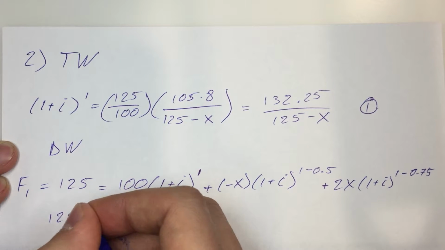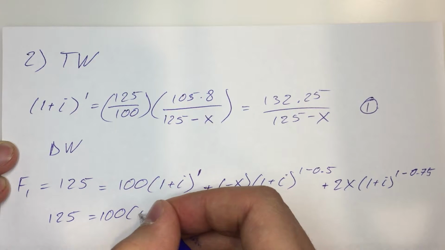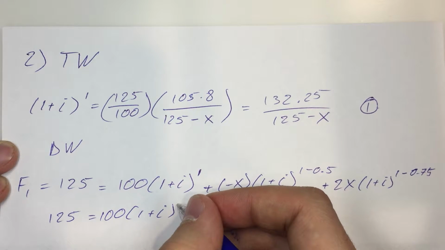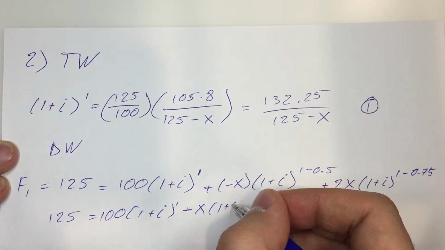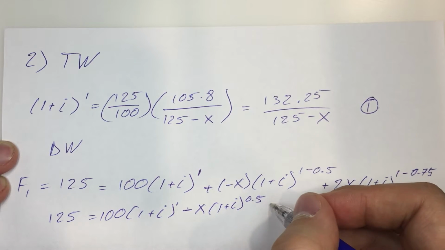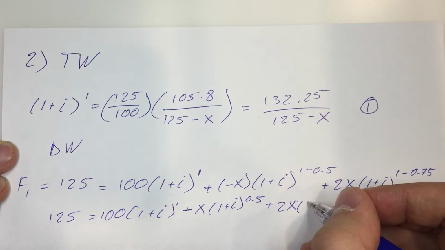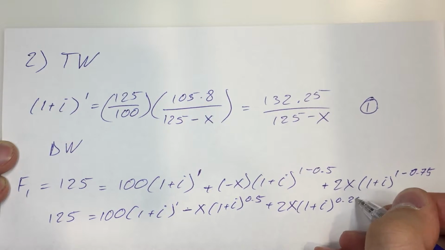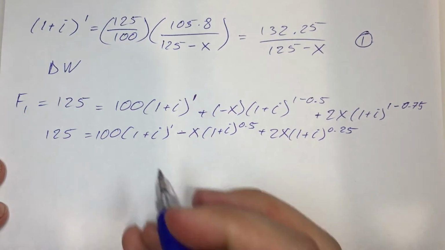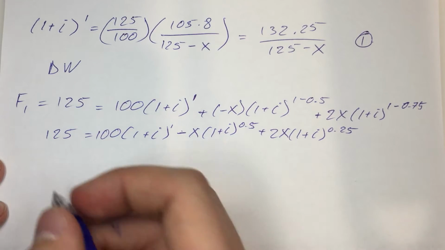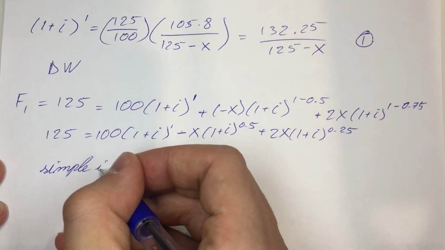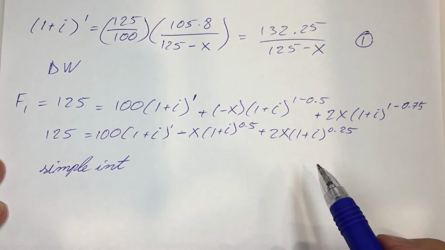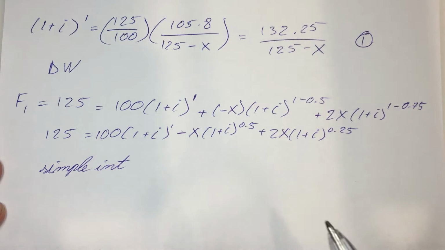So we can further simplify this by writing 125 equals 100 times 1 plus I to the power of 1, minus X times 1 plus I for only half a year, plus 2X times 1 plus I for only a quarter of the year. Now this does look like a fairly complicated equation to calculate I with, so what we can do is approximate using simple interest. And this is possible simply because we're dealing with such a short amount of time, and the difference between simple interest and compound interest is fairly insignificant.